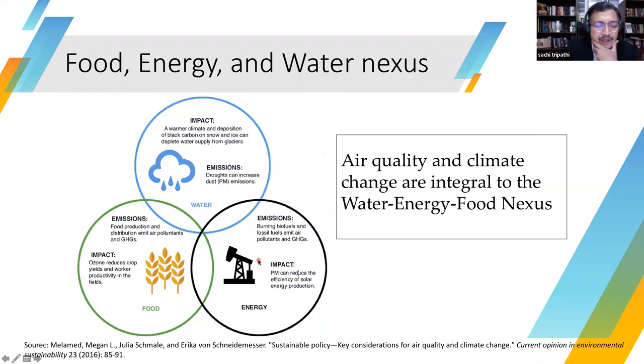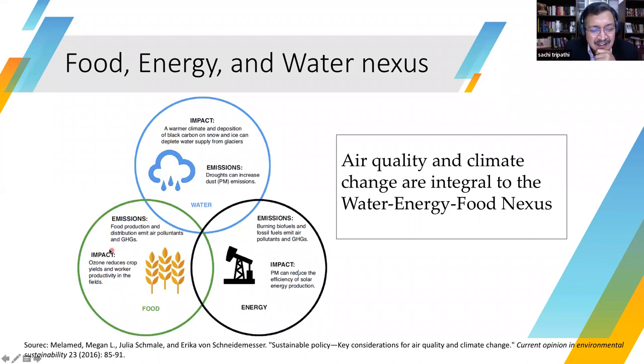Now, one important thing is the food, energy, and water nexus, which has a direct bearing on understanding sustainability or doing sustainability analysis of a system. For example, if you look at water, the deposition of black carbon on glaciers can make them melt or become polluted. This happens because of emissions of particulate matter from a variety of sources. Or through the ozone, crop production: you also have emissions of greenhouse gases because crop after harvesting is transported.